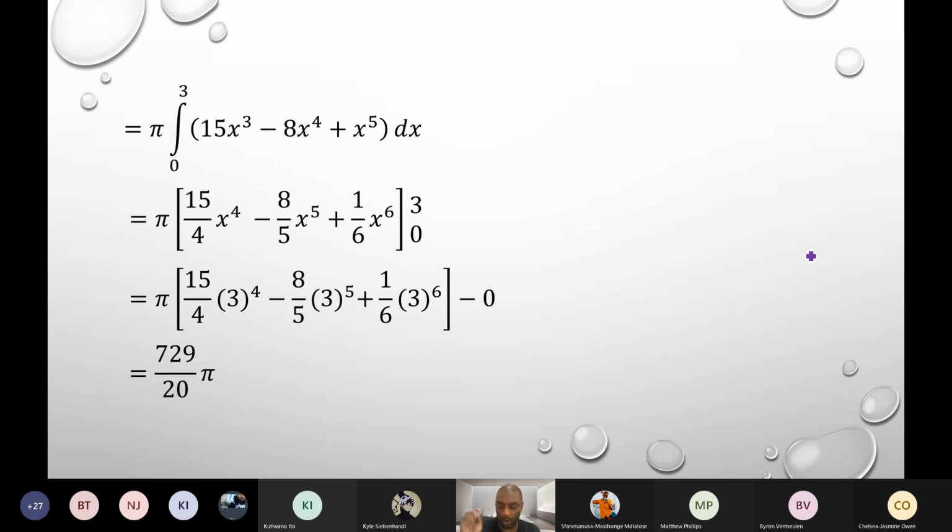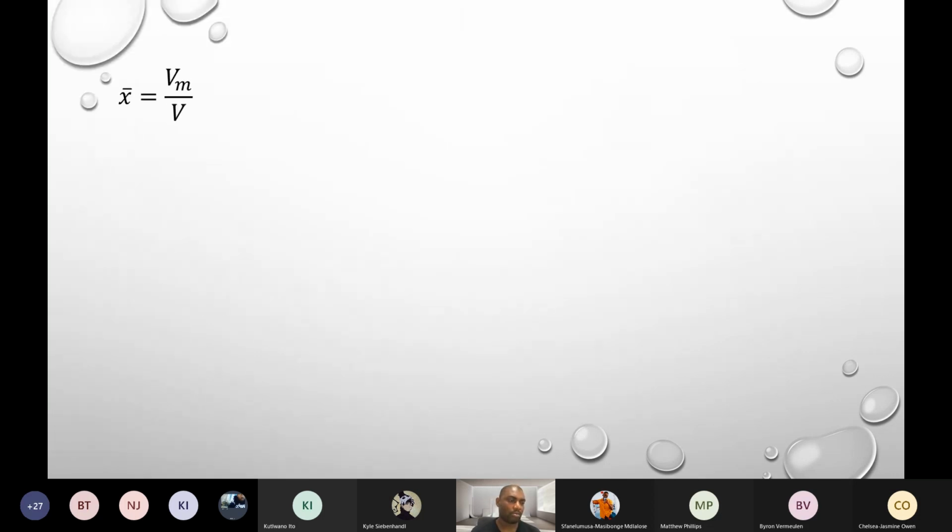So after we find volume moment, let me just leave this a few seconds for you to look at it. After we find volume moment, we need to just say center of gravity is volume moment divided by volume. Like this.